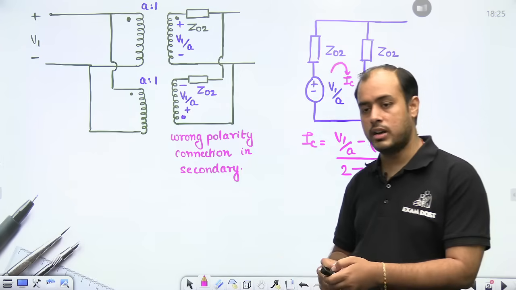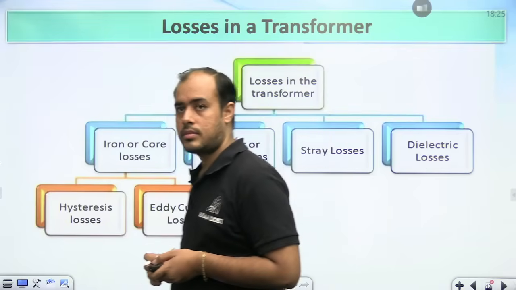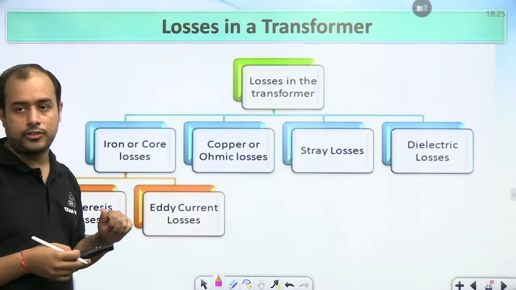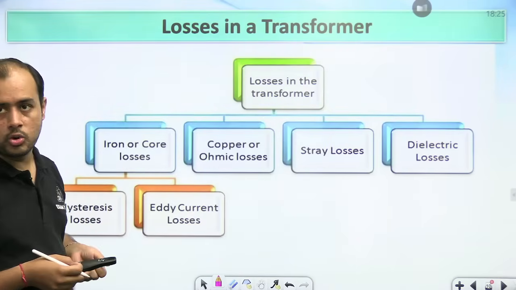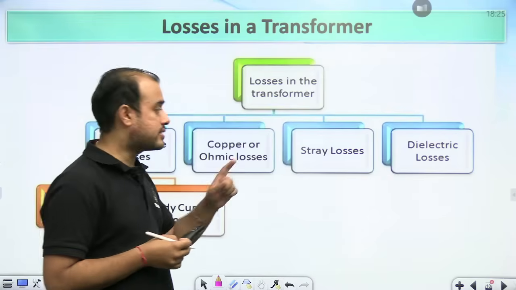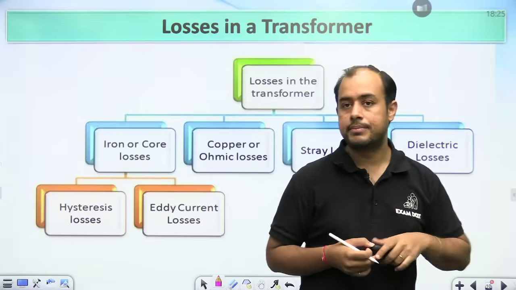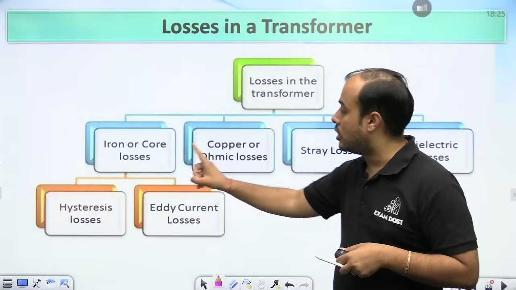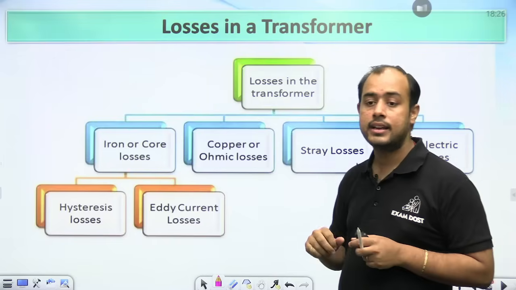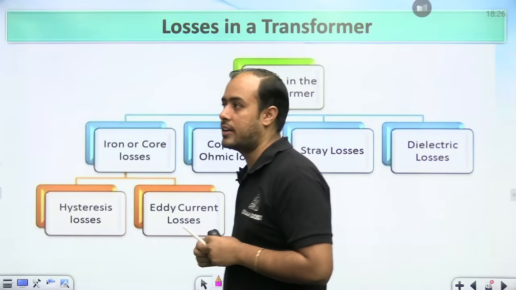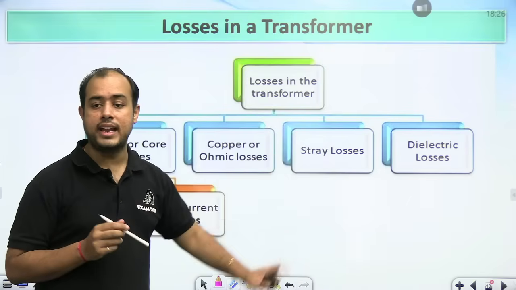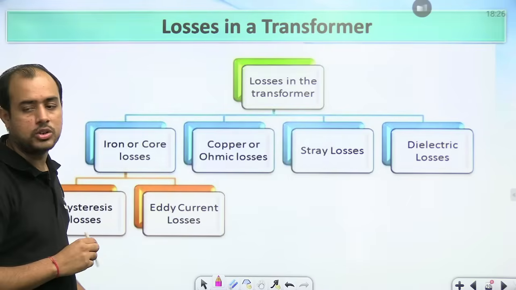Shall we move ahead now? So now, beta, in a transformer there are four kinds of losses: iron loss or core loss, copper loss or ohmic loss, stray loss and dielectric loss. But our focus is only on these two losses, because the other two losses are very, very small and they are ignored.